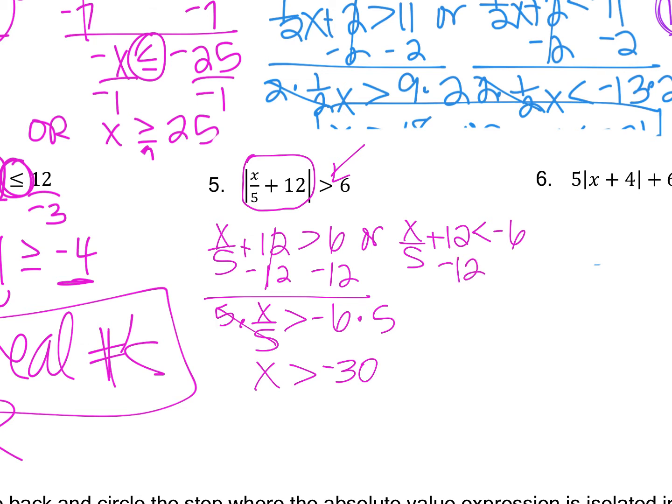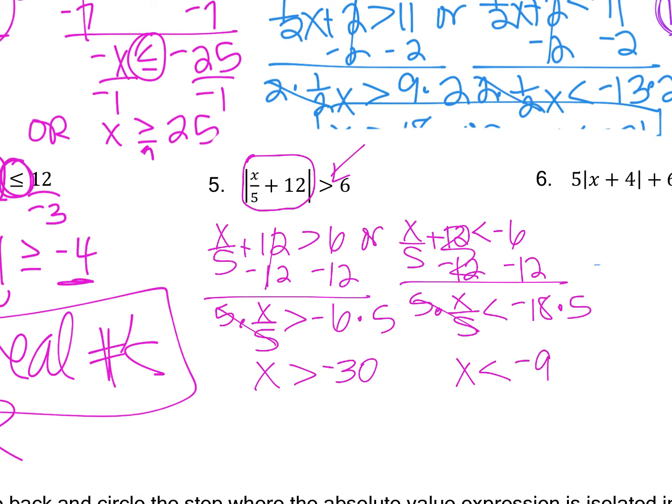Solving the next one, subtract 12. We get x over 5 is less than negative 18. Opposite of dividing is multiplying, so I'm multiplying by 5. And I get x is less than, I don't need to switch it because I'm not multiplying by a negative on both sides. Negative 18 times 5 is a negative 90.